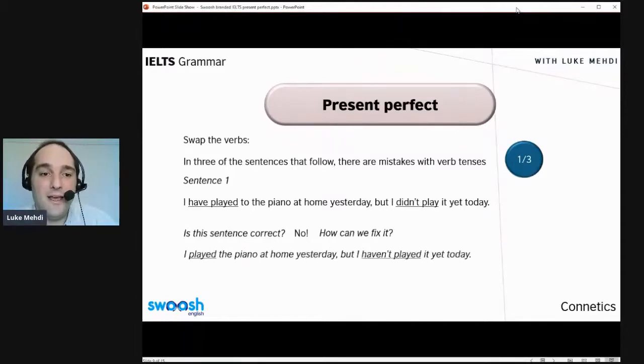So here is this sentence, and it has been corrected. I played the piano at home yesterday, but I haven't played it yet today. But you might play it later.